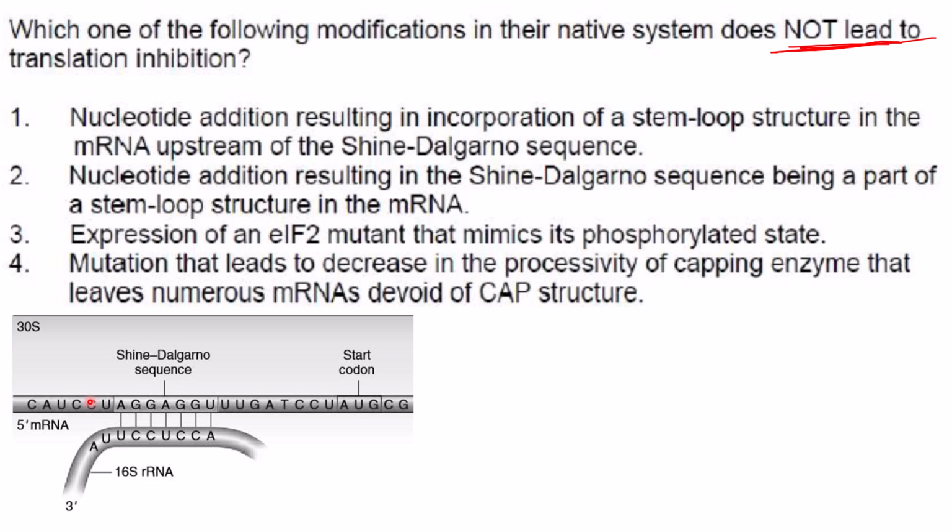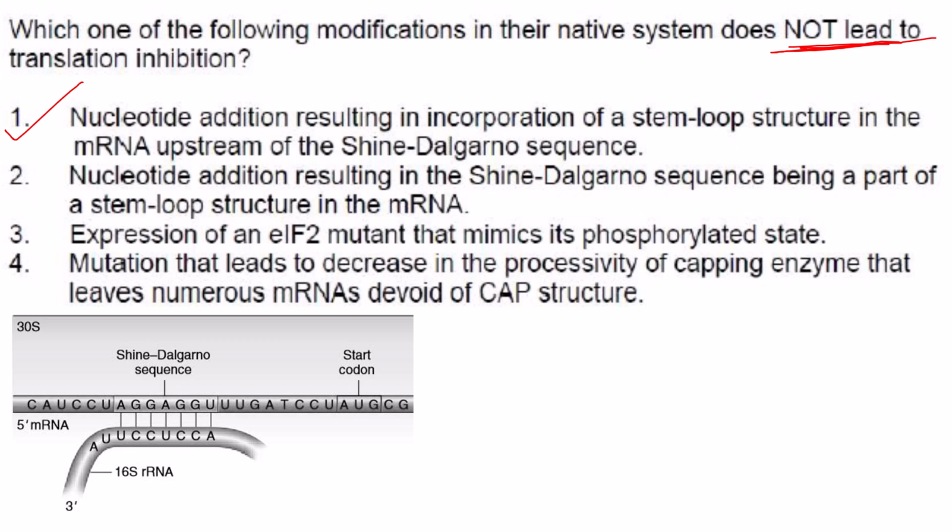Now will that hinder the translation? No. Why? Because your Shine-Dalgarno sequence is intact there. It is not harmed. It is not involved in stem loop structure formation. It can form complementary base pairing with the anti-Shine-Dalgarno sequence in the 16S rRNA and result in translation. So that will be your answer, but I will discuss the others also. So it doesn't lead to translation inhibition. Okay, so that will be your answer. That is what they have asked in the question.